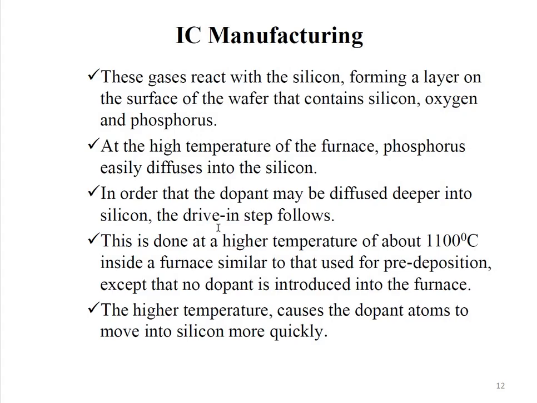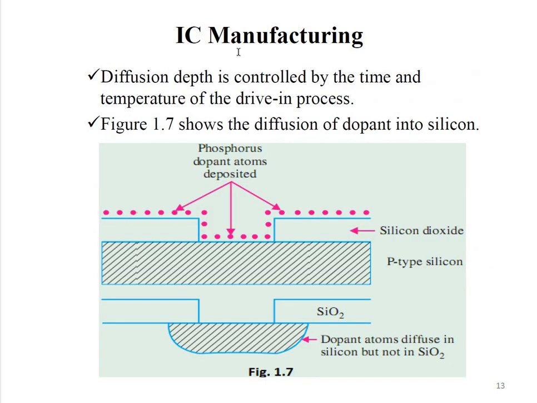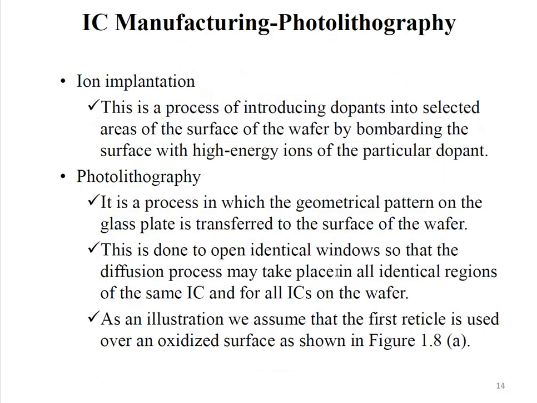In order that the dopant may be diffused deeper into the silicon, the drive-in step follows. This is done at a very high temperature of about 1100 degrees Celsius. This high temperature causes the dopant atoms to move into silicon more quickly. So as per the IC manufacturing process, phosphorus dopant atoms are deposited here and we get the n-type silicon.